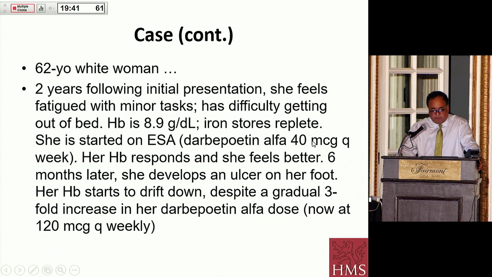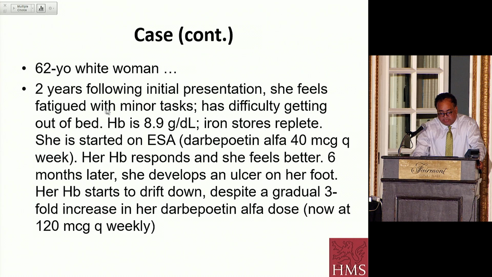Now let's continue the case. This 62-year-old woman, 2 years after initial presentation, now is feeling fatigued with minor tasks, has difficulty getting out of bed. Hemoglobin is still 8.9, but now she's symptomatic. Iron stores are replete. She started on ESA. Her hemoglobin responds and she feels better. 6 months later, she develops an ulcer in her foot. Her hemoglobin starts to drift down despite a gradual 3-fold increase in darbepoetin dose, which is now 120 micrograms Q weekly.